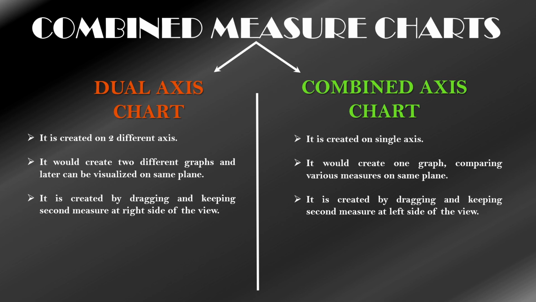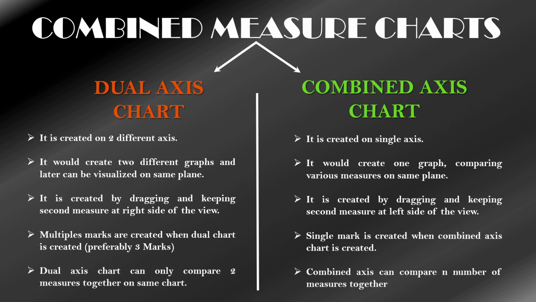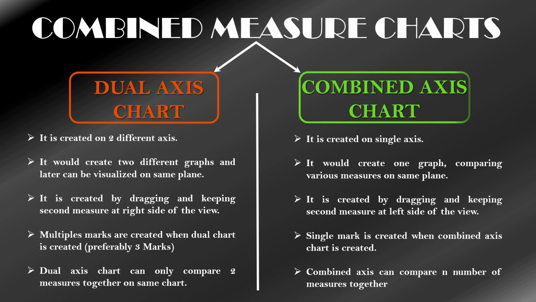For creating a dual axis chart, we need to drag and keep the second measure toward the right side of the view, whereas for creating a combined axis chart, we need to drag the second measure at the left side of the view. Multiple marks are created when a dual axis chart is created, whereas a single mark is there for a combined axis chart. A dual axis chart can only compare two measures together on the same chart, whereas combined axis can compare n number of measures together. Hence, if we want to compare two measures with different analytical views, then dual axis is preferred. Else, if we want to compare n measures together with the same analytical view, then combined axis is preferred.